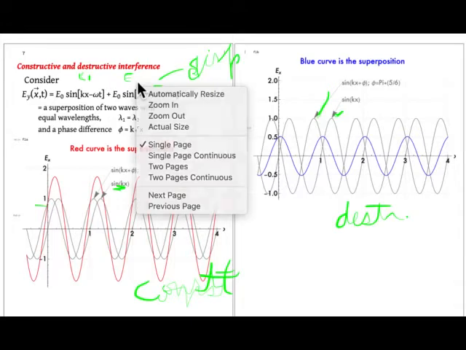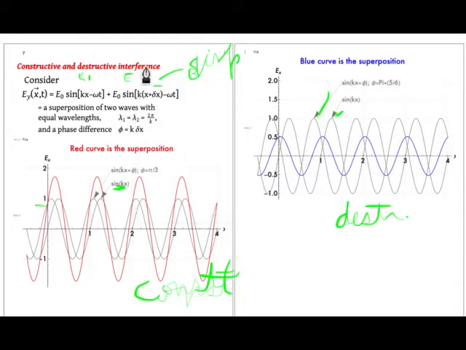If phi were 180 degrees, pi radians, then E1 would be minus E2. E1 plus E2 would be 0. So for a phase shift of 180 degrees, pi radians, you would have complete destructive interference. You would add the two waves and you would get 0.